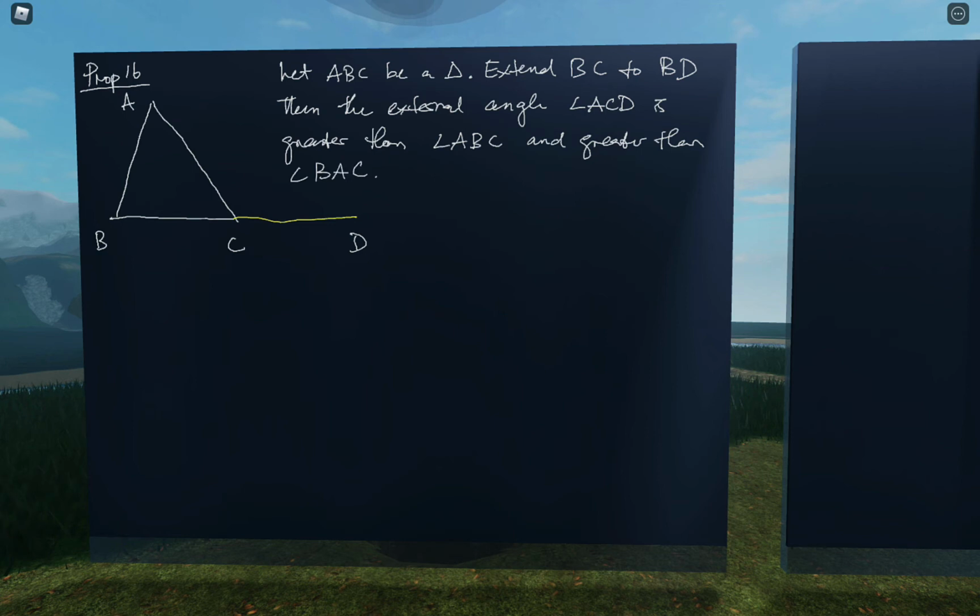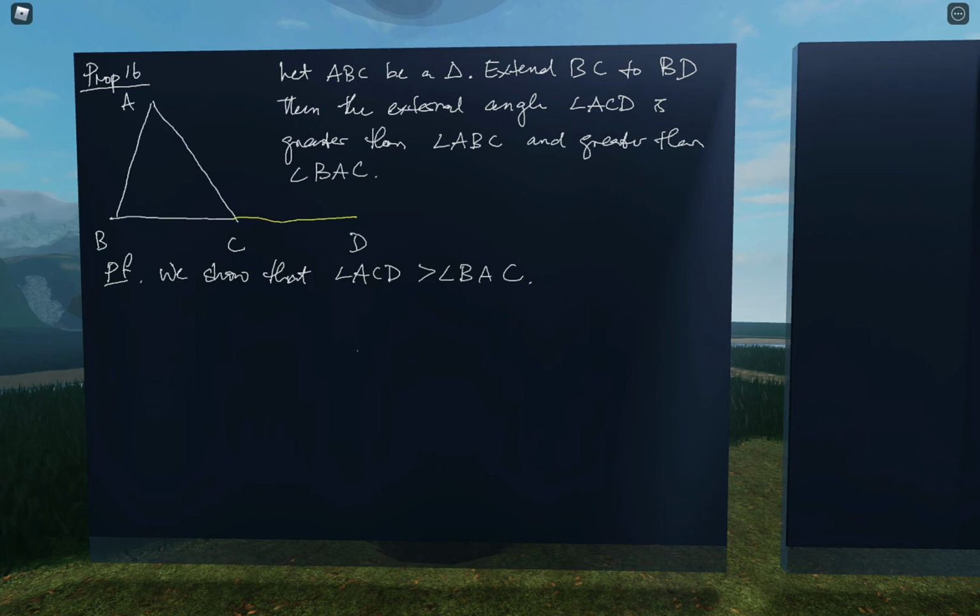Okay, so in the proof, we're only going to prove one of these statements. The other one is analogous, and we can essentially apply the same proof to a slightly different line. Right? So the proof goes like this. We show that angle ACD is greater than angle BAC. And the other one we can leave for the reader to complete.